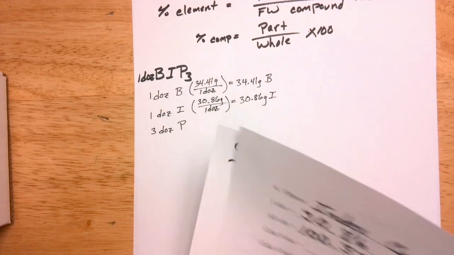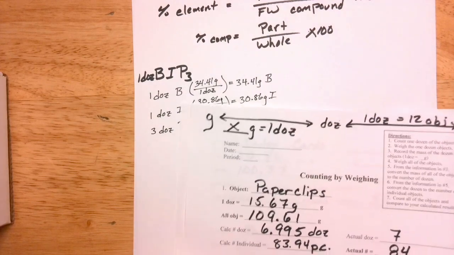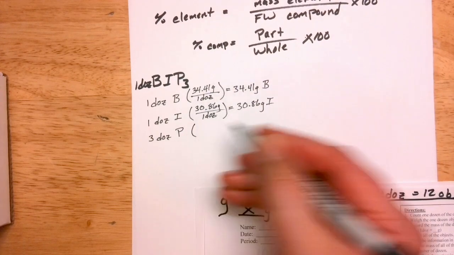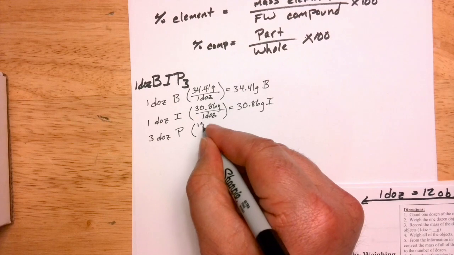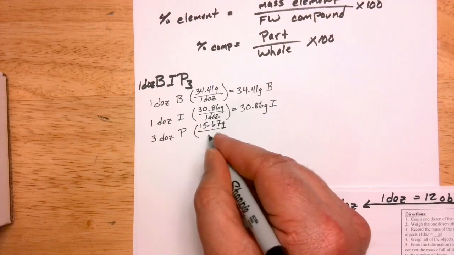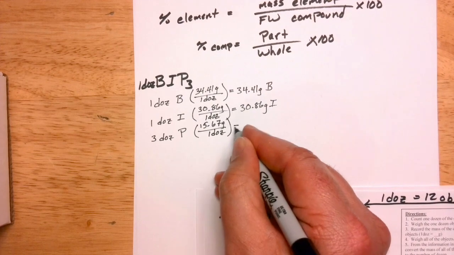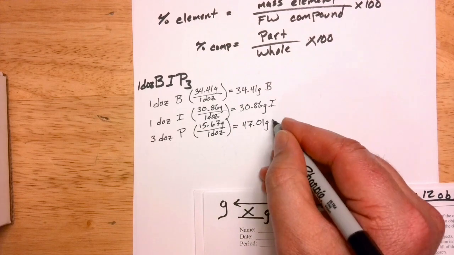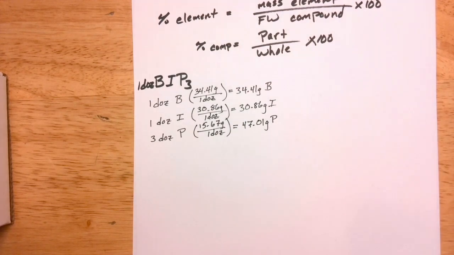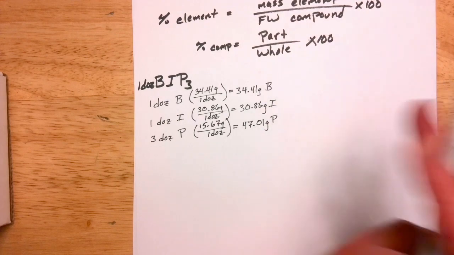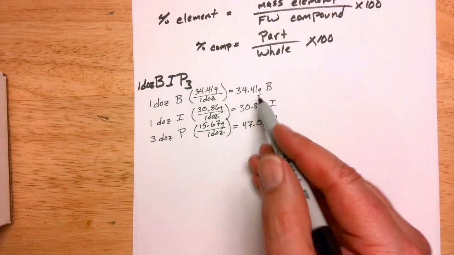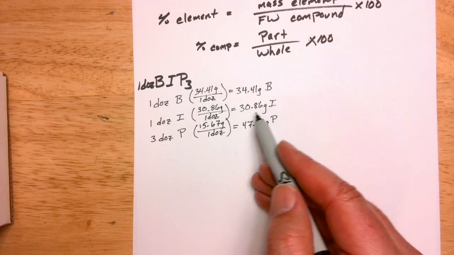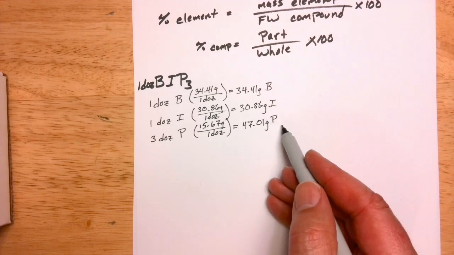And then for the paper clips, it was 15.67 grams for every 1 dozen. So 15.67 grams for every 1 dozen, which comes out to be 47.01 grams of paper clips. So of that molecule, I guess you can say here, if you had a dozen BIP3, you would have 34.41 grams of binder clips, 30.86 grams of index cards, 47.01 grams of paper clips.